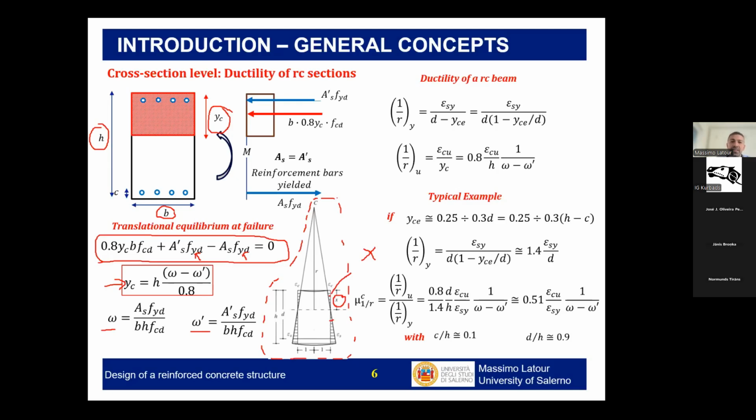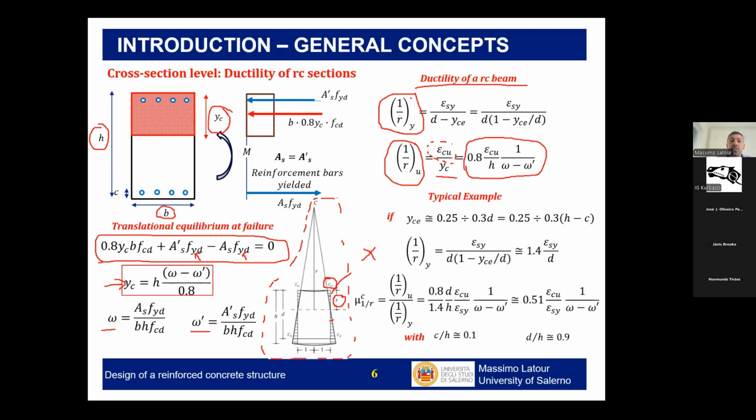The ductility of a beam is normally expressed as the ratio between two curvatures. This is the curvature at yielding, and this is the curvature in the ultimate condition. In the ultimate condition, the curvature is expressed by the deformation at failure of concrete over the depth of the neutral axis in the failure condition. If I use the previous expression for the neutral axis, I can also write this equation here.